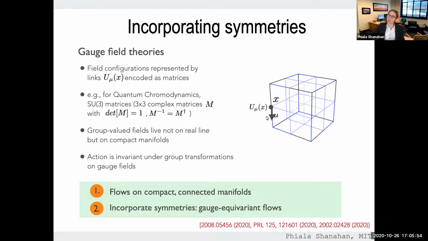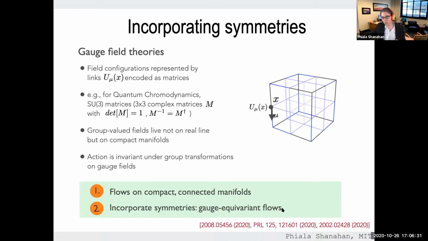So in our gauge field theory, this field configuration that we're sampling is represented here by links, which are encoded as matrices. So for QCD, we have 3x3 complex matrices with unit determinant. The very first thing you face is that group valued fields don't live on the real line. It's a compact connected manifold. So first you have to design flows on compact connected manifolds, even just a circle, an angle on a circle. How do you do machine learning on that without having a discontinuity at 2π? So we had to go back and design this.